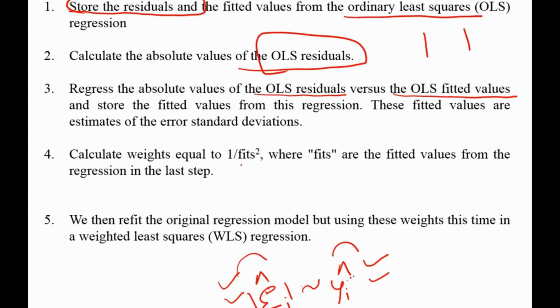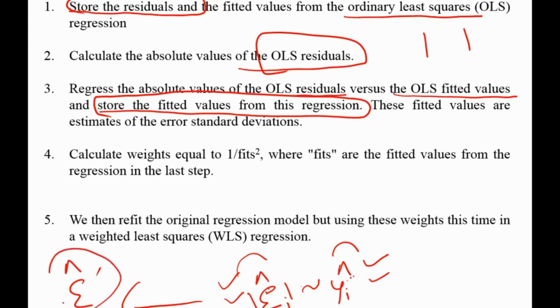Okay, calculate weights equal to 1 by fit square. So whatever the fitted values are estimates of the errors. Now what you do is that once you regress, you store the fitted values from this regression. Now fitted values of regression will be again some sort of, let's call that E dash, and this is again an estimate, so we'll use hat. So from this regression we'll get these error terms. This will be smoother compared to what we have used here. Calculate the weights equal to 1 by fit. So this we consider as the standard deviation for each observation. We didn't have standard deviation in the initial data.